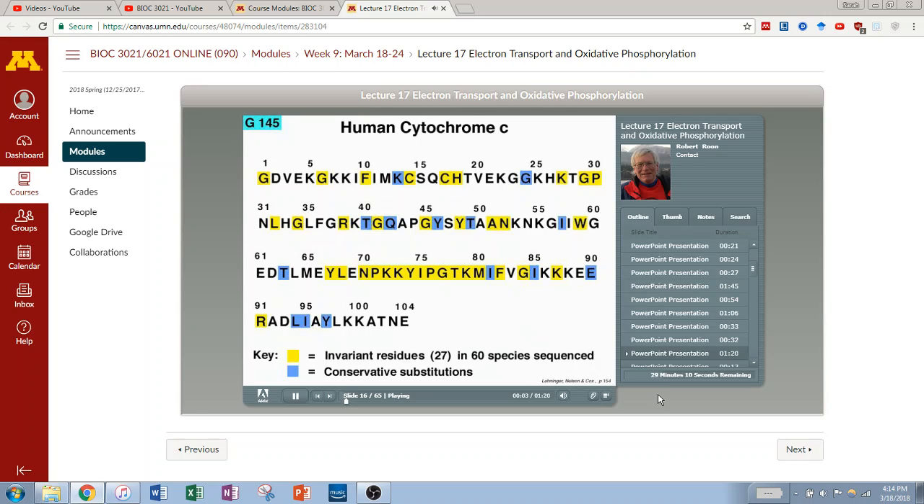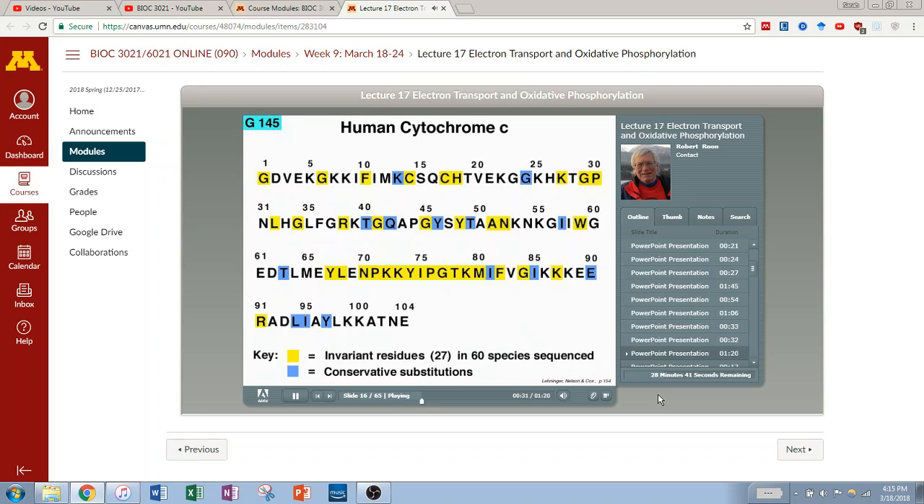The cytochrome C molecule is a comparatively small protein with only 104 amino acids. That makes it relatively easy to purify and sequence. Because of its importance in biology, cytochrome C has been sequenced from many different species. The results shown here indicate that of the 104 amino acids in the protein, about 27, highlighted in yellow, are invariant in 60 widely divergent species of organisms.